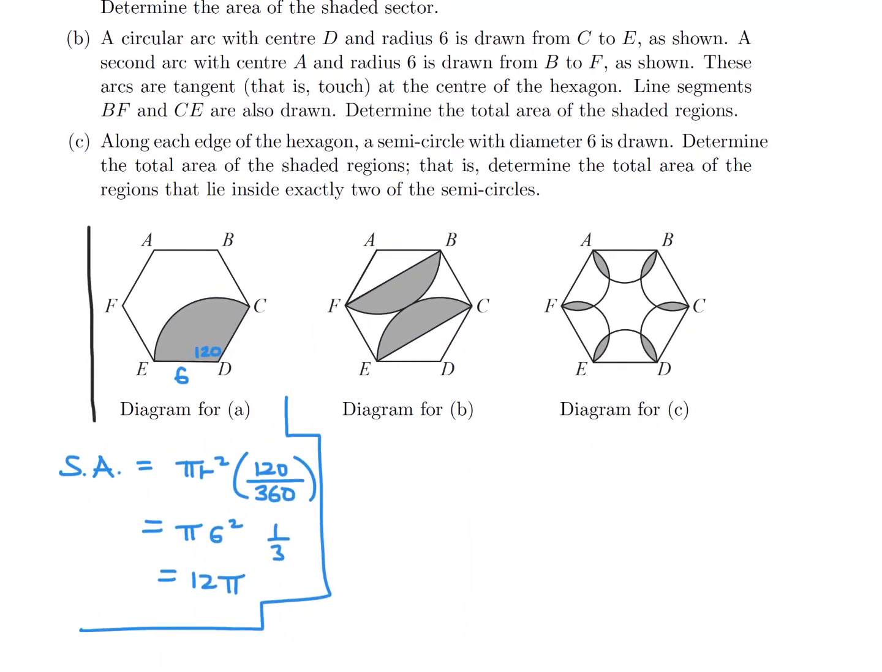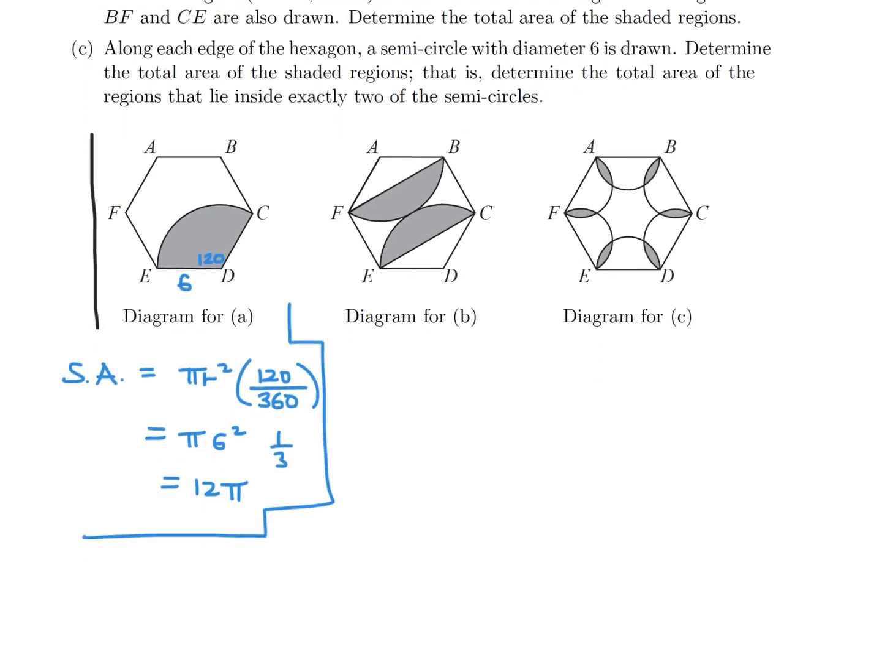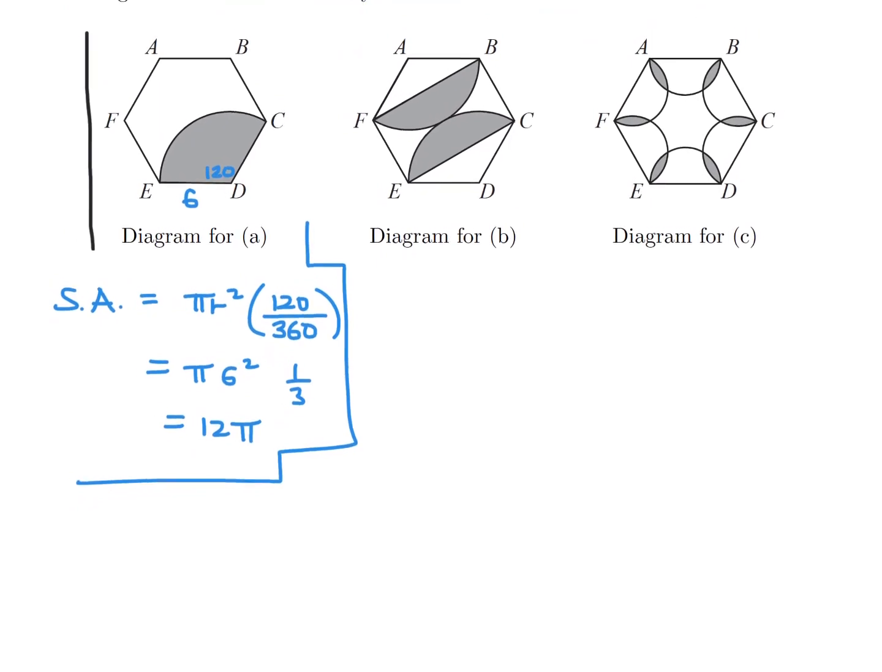Part B. The circular arc with center D this time, and radius 6 is drawn from C to E. As shown, a second arc with center A and radius 6 is drawn from B to F. The arcs are tangent, and at the center of the hexagon, line segments BF and CE are also drawn. Determine the total area of the shaded regions. Okay, so same kind of thing, but slightly different.